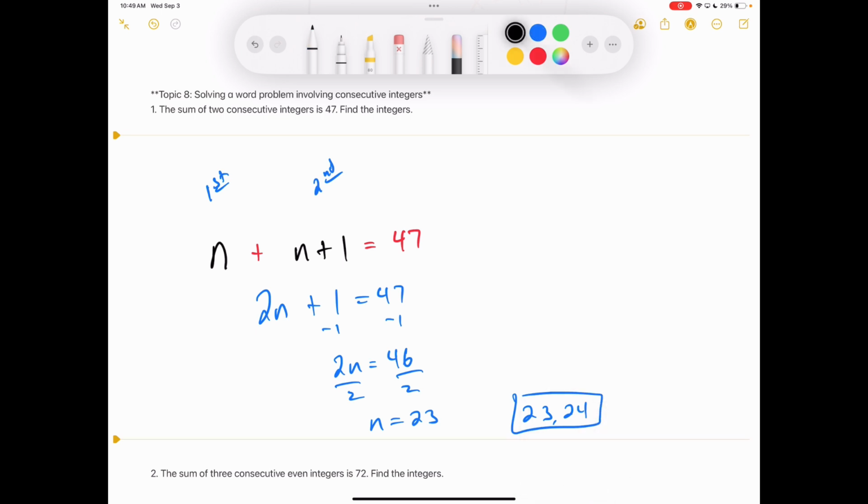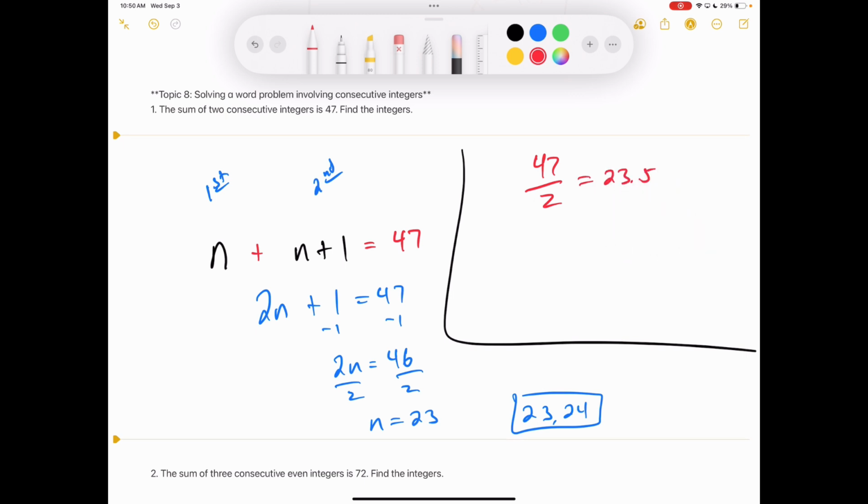Okay? Now, that's the algebraic way, the thinking-through-it way. You can kind of do this and just guess and check. I have 2 numbers, right? So what if I just do 47 divided by 2? That is 23.5. That tells me that if I add up 23.5 plus 23.5, I get 47. That's what dividing by 2 does.